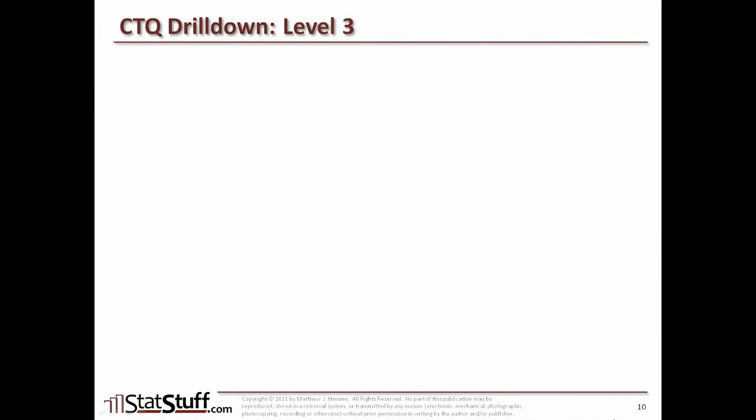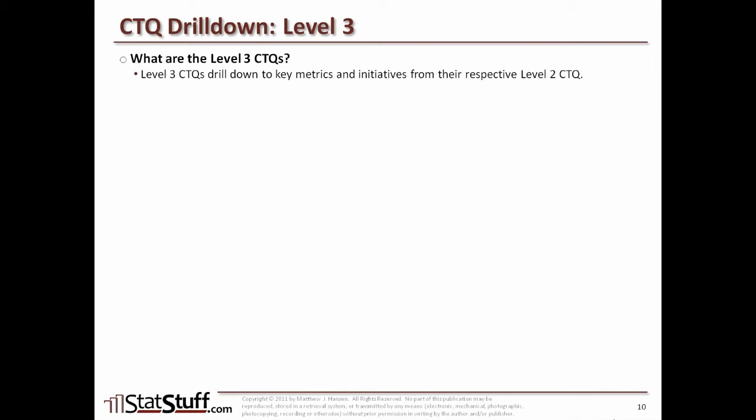Finally, let's go one layer deeper by reviewing the level 3 CTQs of each of those level 2 CTQs in this drill down. So what are the level 3 CTQs? Basically, these drill down to any key metrics or initiatives that roll up to their respective level 2 CTQs. At level 3, they're generally going to be at the lowest and most detailed level that's even necessary to go. They're also going to probably vary across different departments within the same organization. It's very common for one department to have their own set of level 3 CTQs compared to another department that has a completely different set of level 3 CTQs.